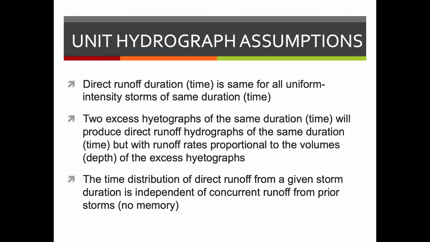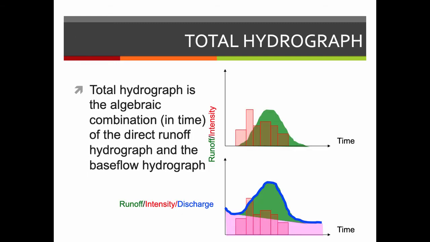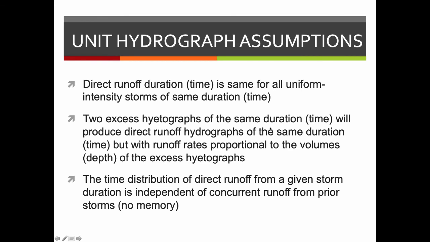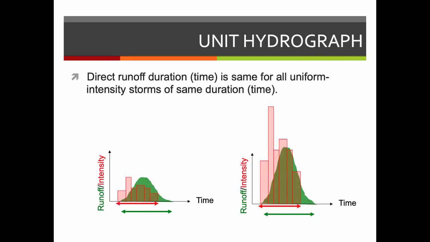The time distribution of direct runoff from a given storm duration is independent of concurrent runoff from prior storms. That's a way of saying that there's no memory. Our tank model did have memory, so the unit hydrograph doesn't have memory. What that means is if we produce this green blob here, and then there's an identical storm that starts right at the end of this one, there'll be another green blob over here, and the 2 green blobs will add together. The no memory assumption.